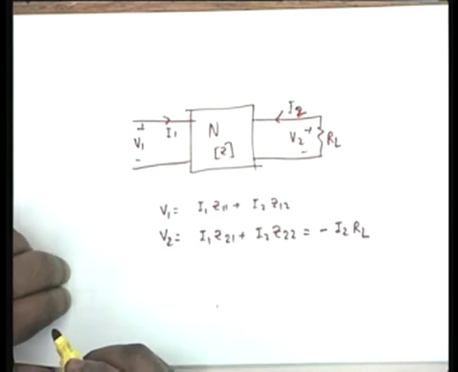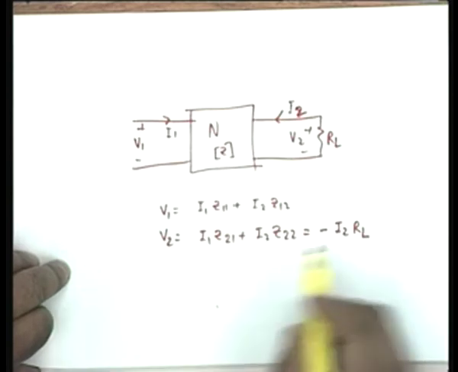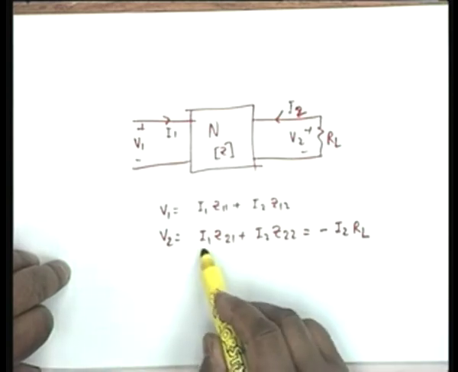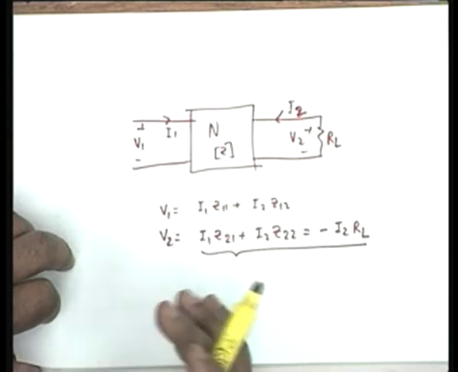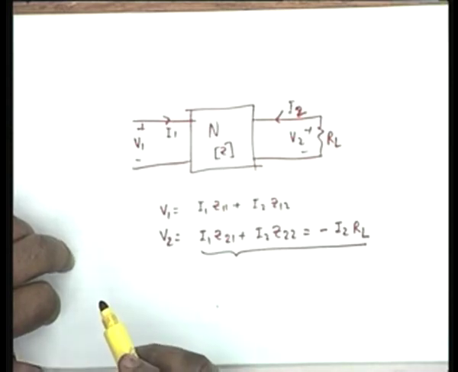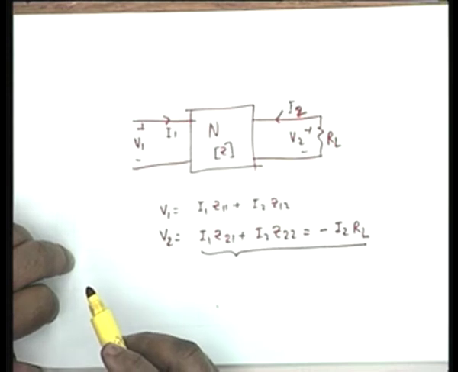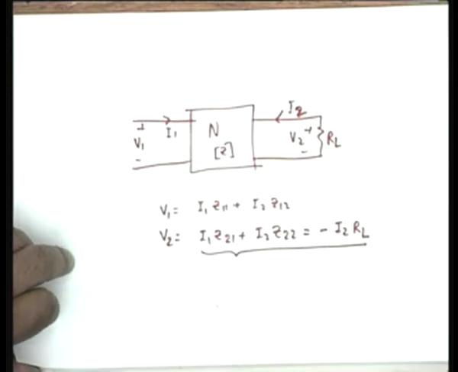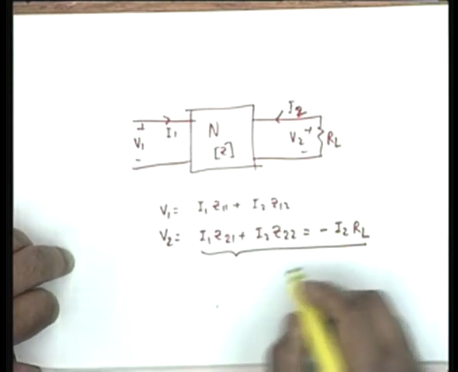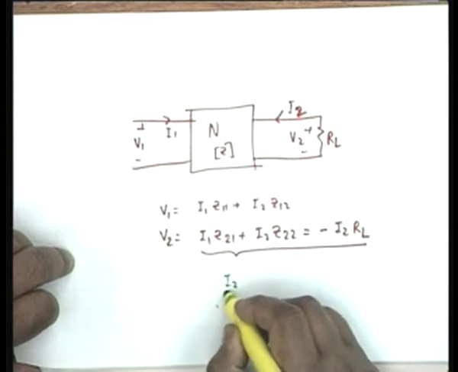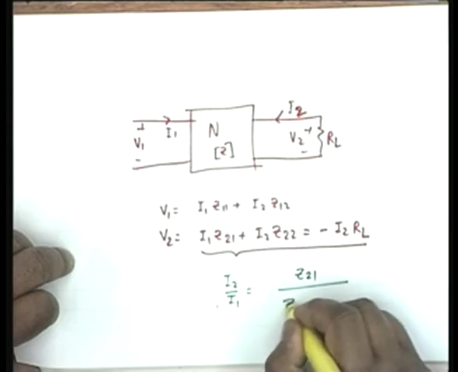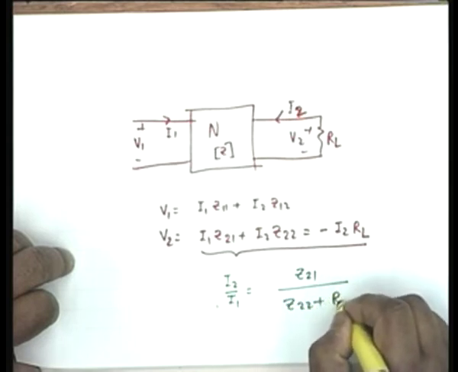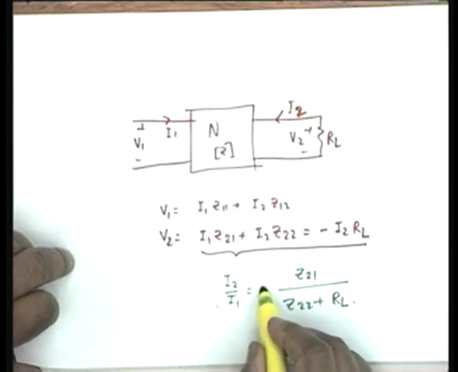Alright, that is the constraining equation. And if I have V2, therefore from this equation you know I1 in terms of I2. You know the ratio I2 by I1. Alright, is the point clear? For example, you see that I2 by I1 is equal to Z21 divided by Z22 plus RL with a negative sign.